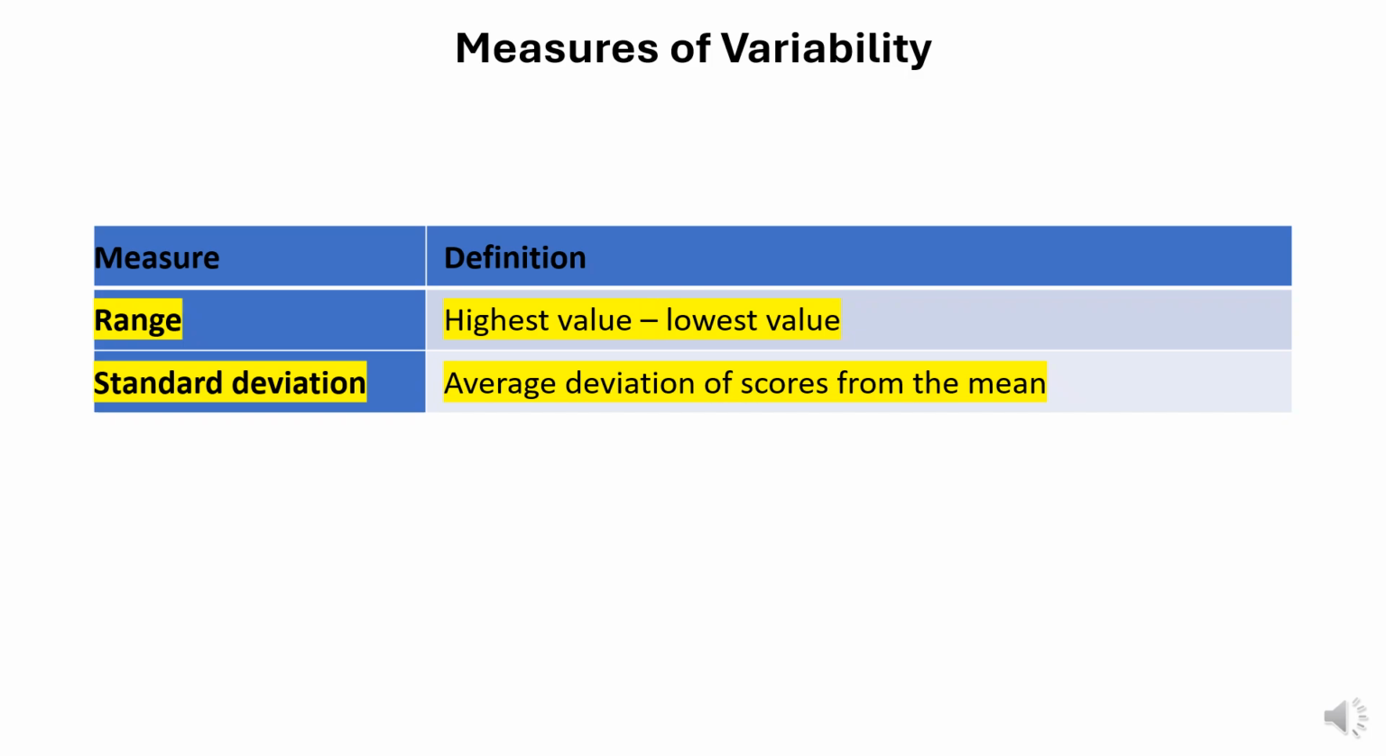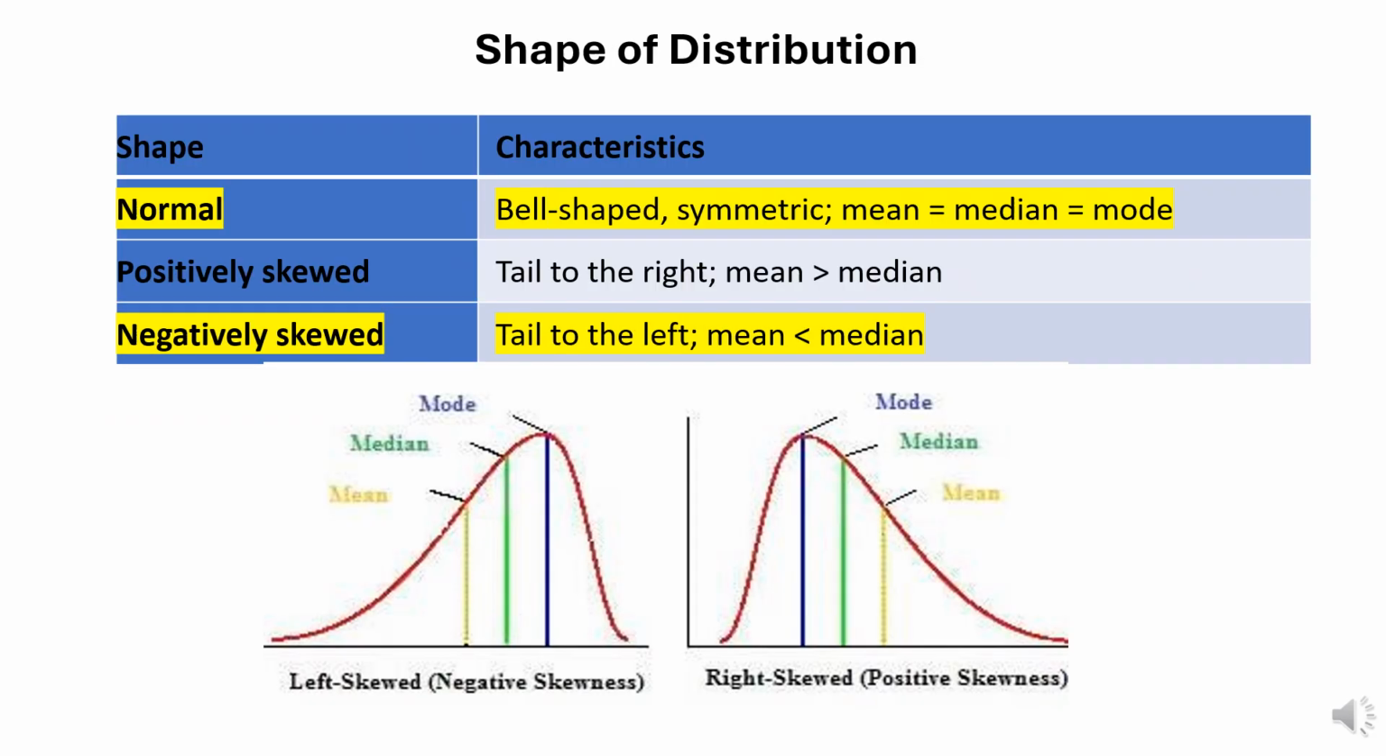Together, the range provides a quick snapshot of spread, and the standard deviation offers a precise, comprehensive summary of variability, both essential for fully describing a dataset. Shape of distribution.